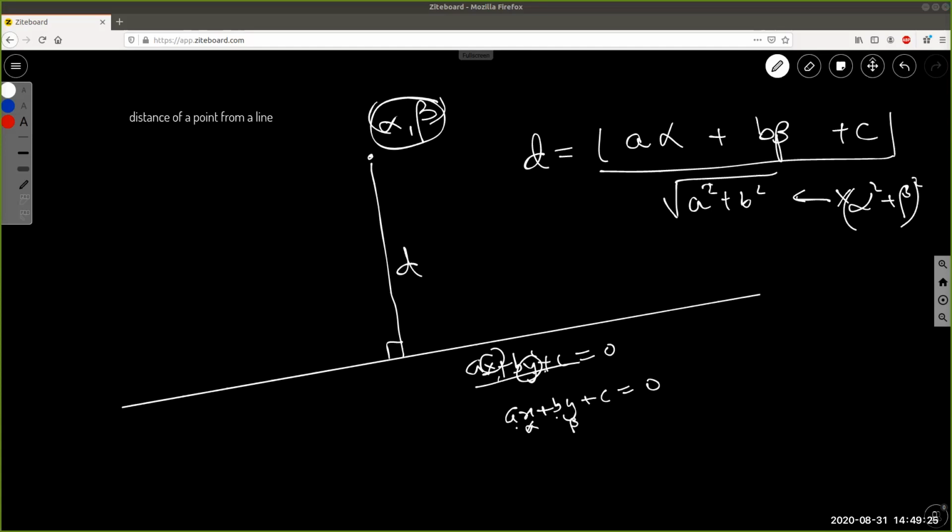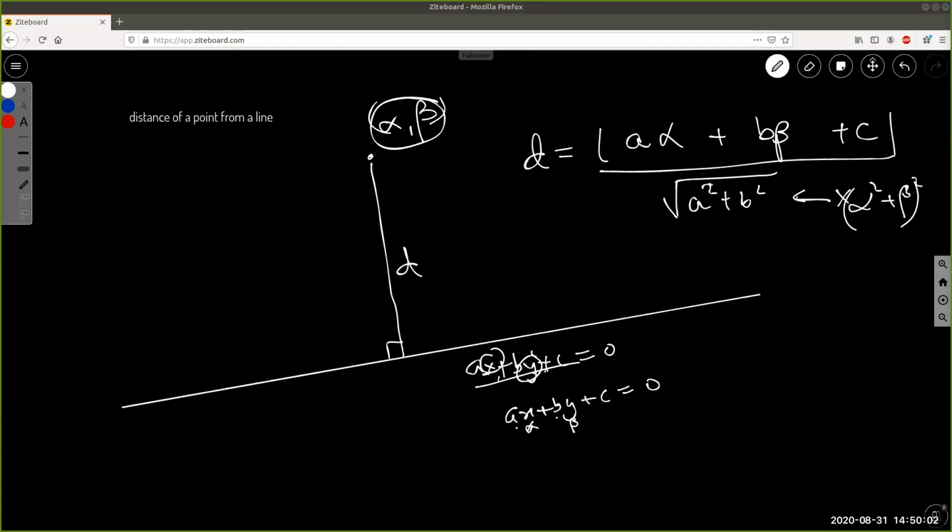I did C by mistake. So it would be 24 minus 5 plus 9, mod, upon root 169. So 24 plus 9 is 33, minus 5 is 28, upon 13. How much is 24 minus 5? 19 plus 9, 28. 28 by 13 is the answer, right? Yes. It is correct, 28 by 13.